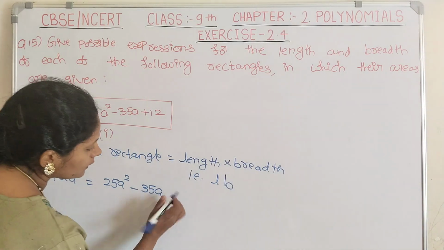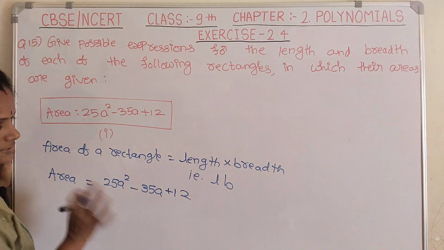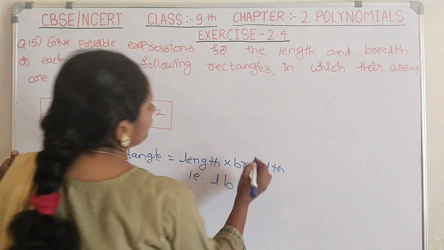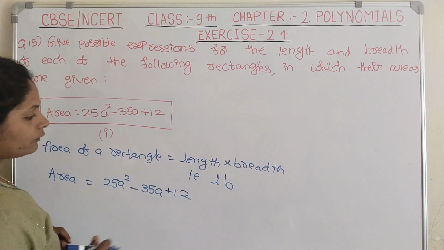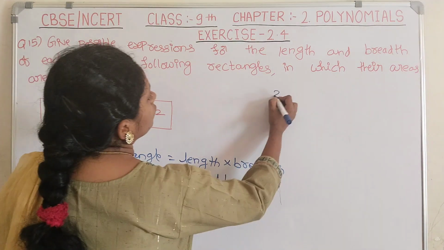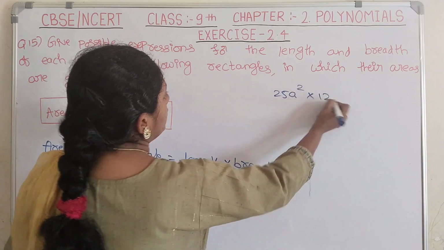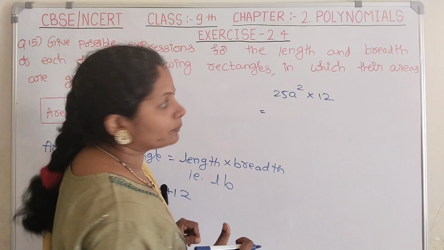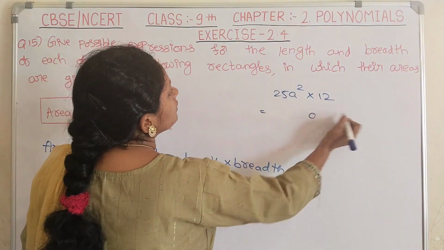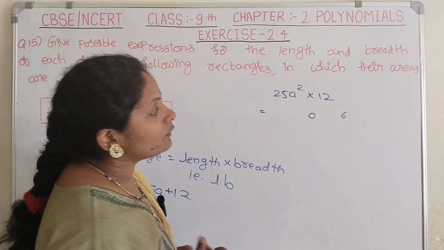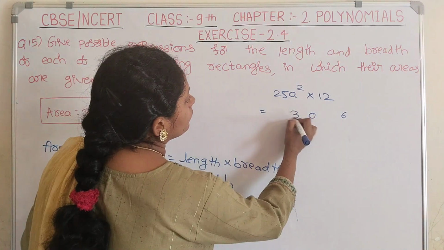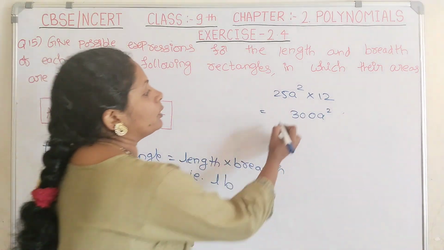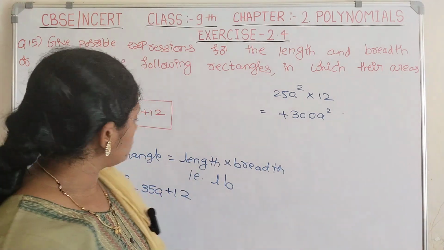Here, first step, we have to multiply this 25a square and the 12. 12 5s are 60, 12 2s are 24, 24 plus 6 is 30. 25a square into 12, both are positive, so we will get a plus number here. 300a square we are getting. As we got the positive, it means we have to perform the addition.